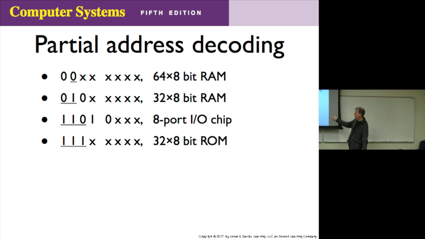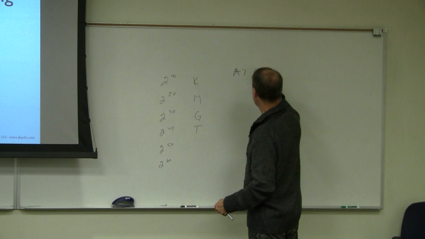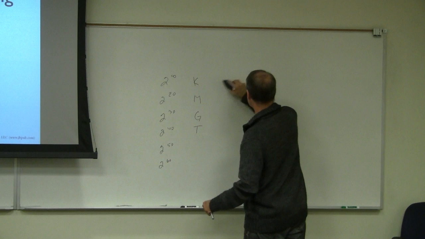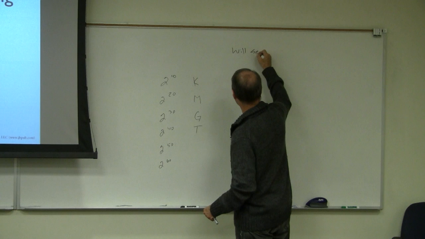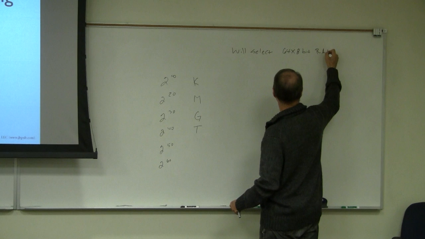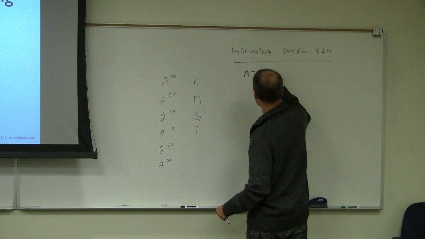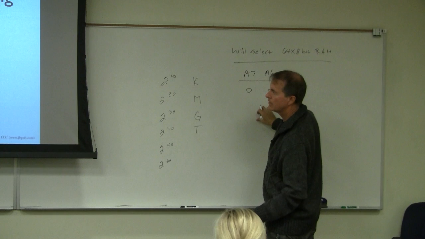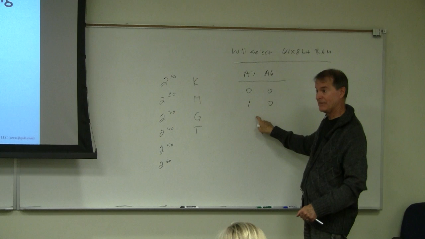When A6 is 0. That means we will select it when A7, A6 is what? So we'll select the 64 by 8-bit RAM under these conditions, A7, A6. We will select it when this is 00 or 10. That's when it will be selected. Are you with me? It will be selected two different times.